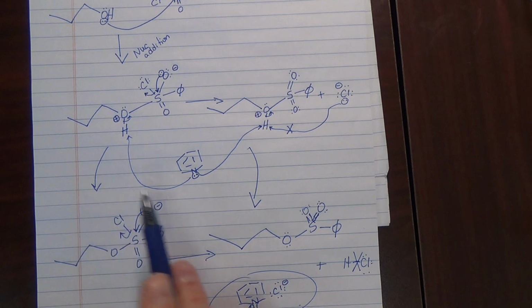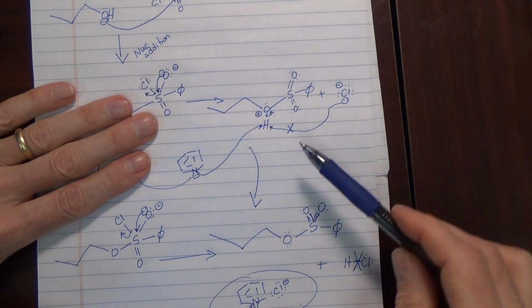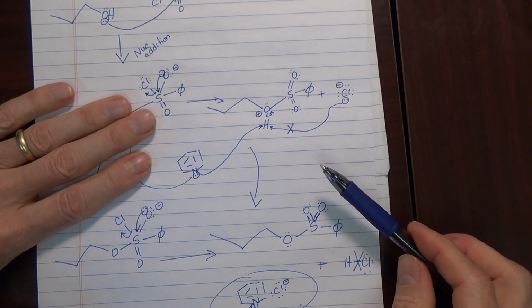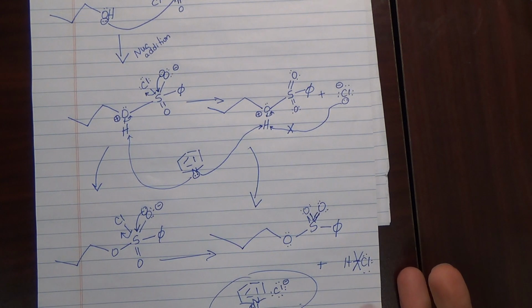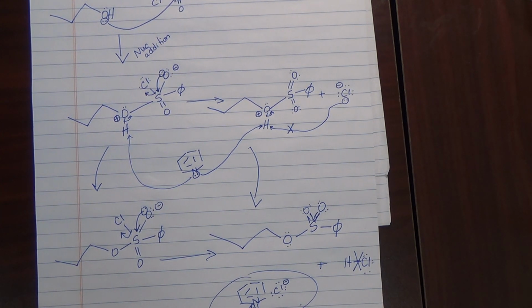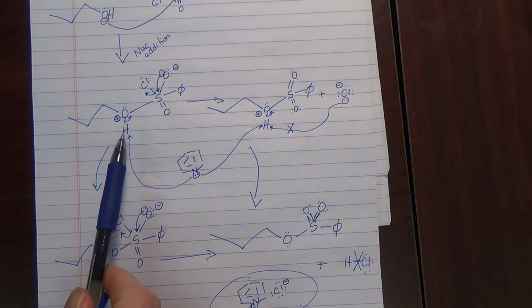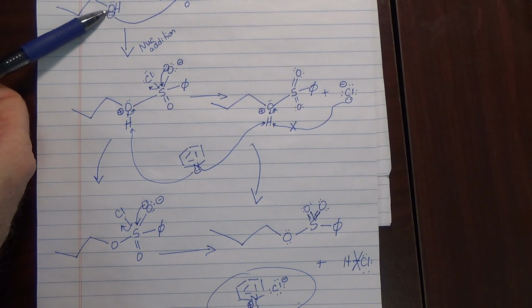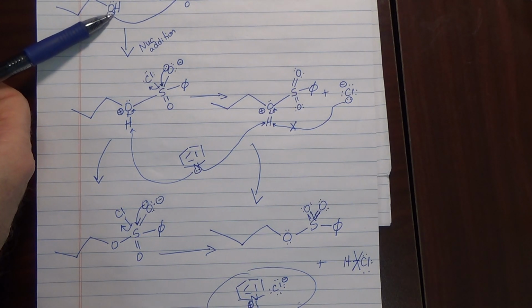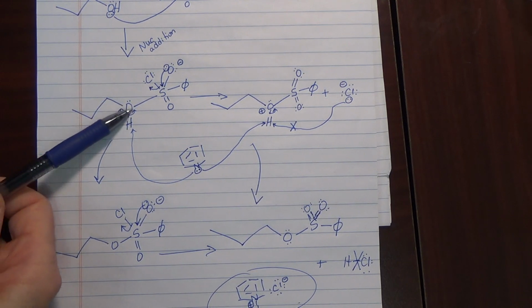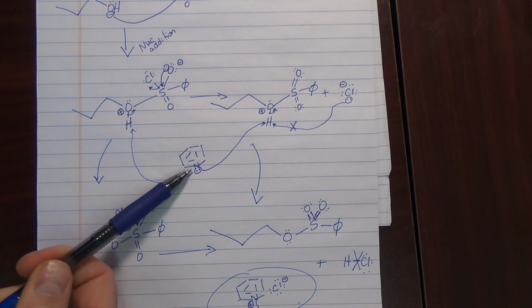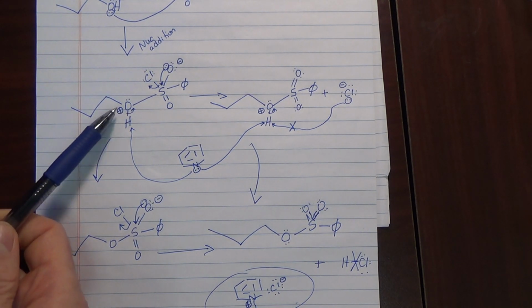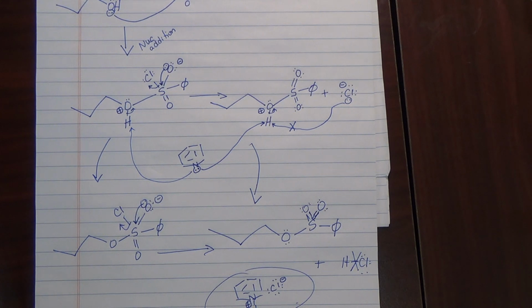Either way works. Most books are probably going to show taking care of the proton after this. In reality, they're both probably happening at the same time. I would probably argue that you want to take care of it as soon as it becomes acidic. It's not acidic here. Alcohols are not acidic, but this looks like H3O plus, a protonated, positive oxygen, much more acidic. And if you've got pyridine around, it's going to want to take it right now. But you can wait.